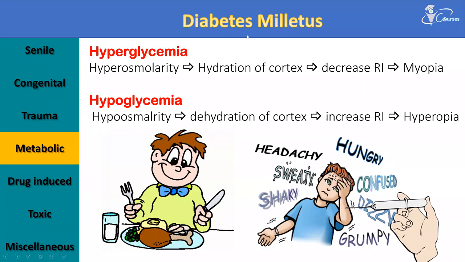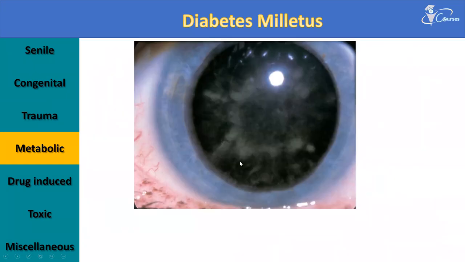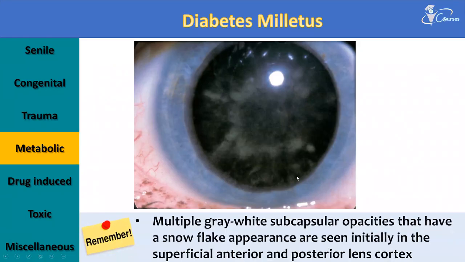So this is the diabetes. But could diabetes cause any other problems in the eye or in the lens apart from change in the refractive error by myopia or hyperopia? Yes, it can cause a specific kind of cataract. It is called the snowflake cataract. Snowflake cataract is multiple grayish white subcapsular opacities that have a snowflake configuration, usually seen initially in the superficial anterior and posterior lens cortex.